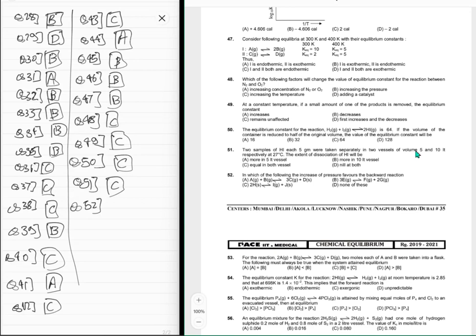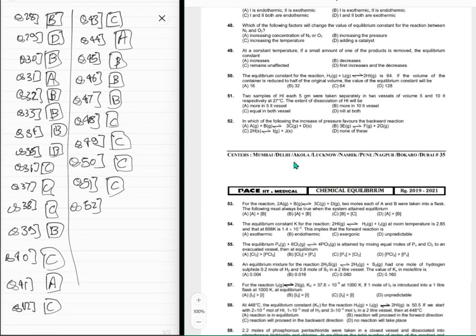Question number 52. Which of the following has the increase of pressure favoring the backward reaction? Increase of pressure favoring the backward reaction means the products must have more moles. So A does it, because it goes 2 to 3. D you don't include because it's solid. In C you have 2 to 1, which is not it. In B, delta n gas is 0, so it is unaffected. A shifts to the left, so it favors the backward reaction. So A.